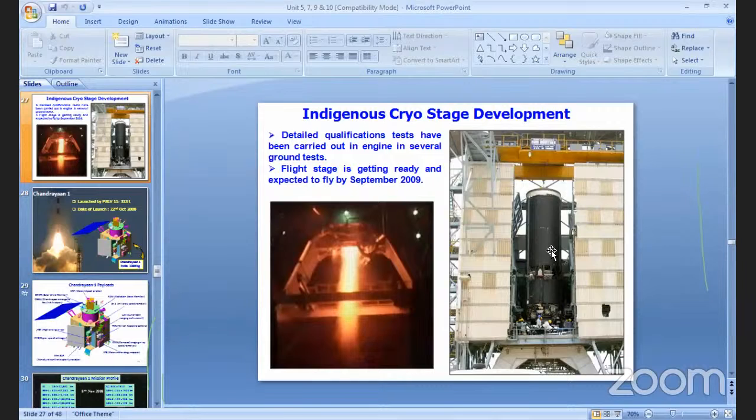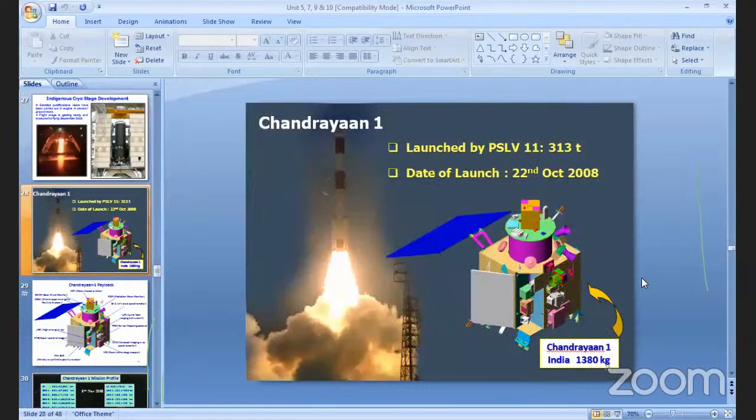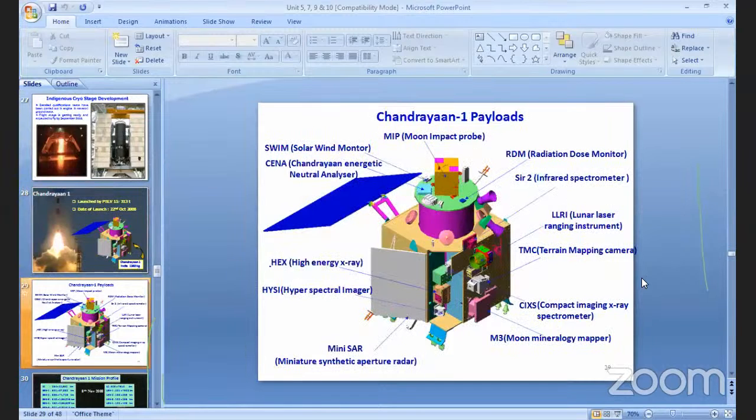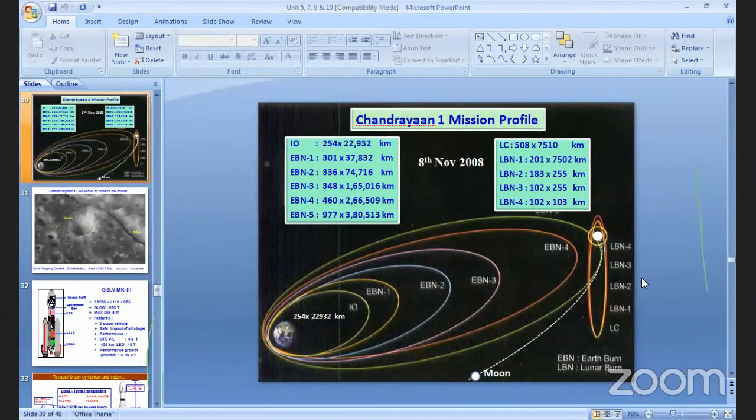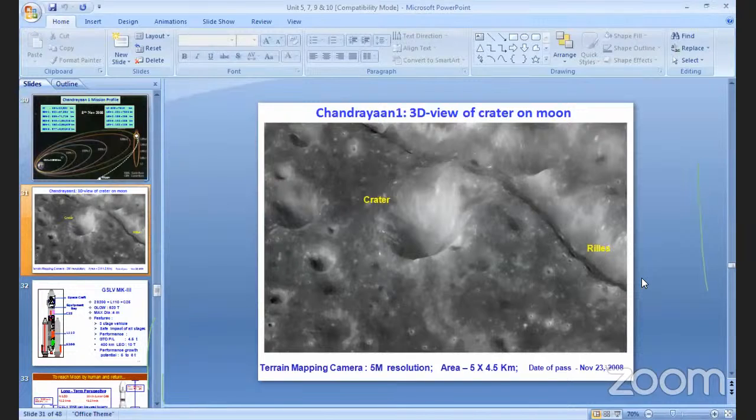Yeah, this is the indigenous cryo-stage development detail. You see, this is the machinery, how it looks. And this is a part of Chandrayaan-1 when it was launched by the PSLV. Again, this is about Chandrayaan-1 payloads. No need for you, I'm only showing you for knowledge purposes. These are all the signatures and different marks on the moon.